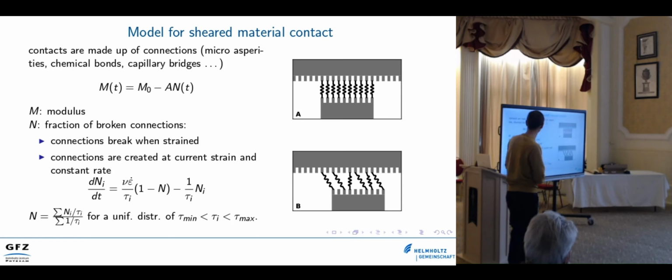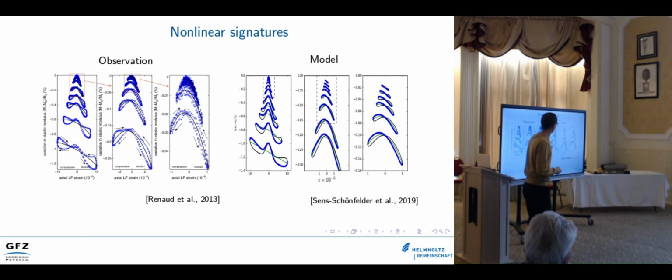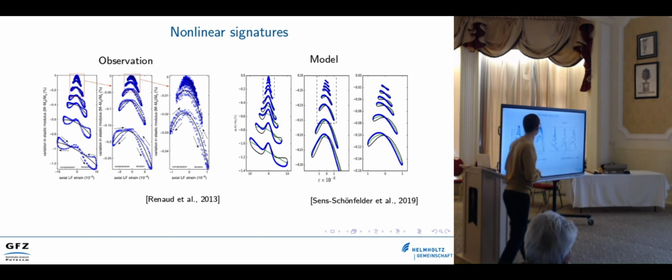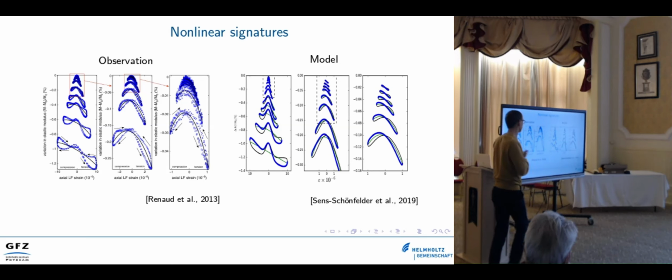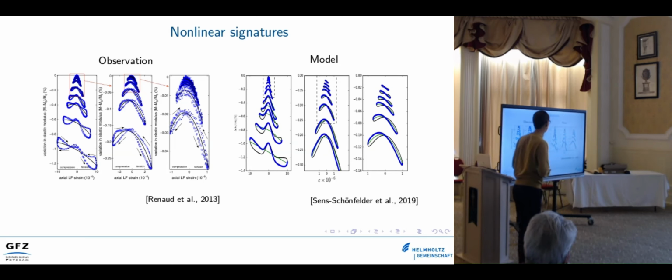Good. So with this, there are certain time constants for the formation of these bonds, and we have a broad spectrum of time constants to model this log-linear behavior. With this fairly simple model, we can reproduce the observations rather well. In particular, using slip as the driving mechanism, we can reproduce the increase of the modulus at the extreme states of the deformation.